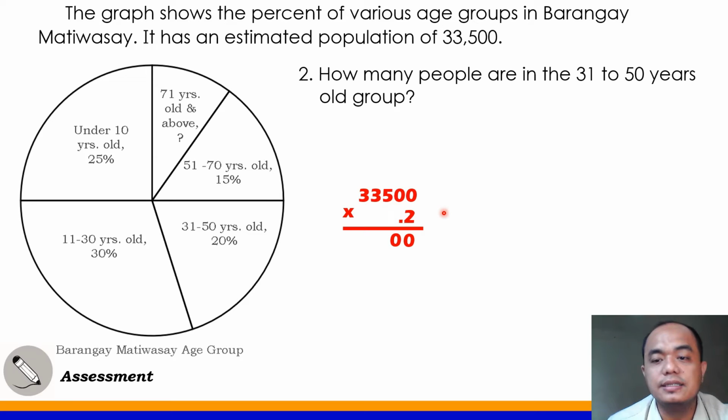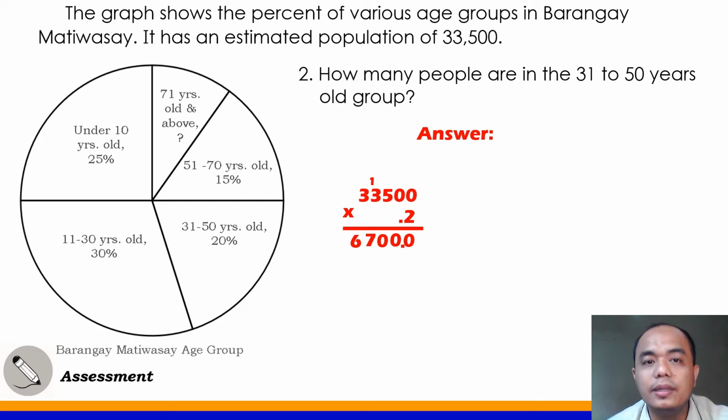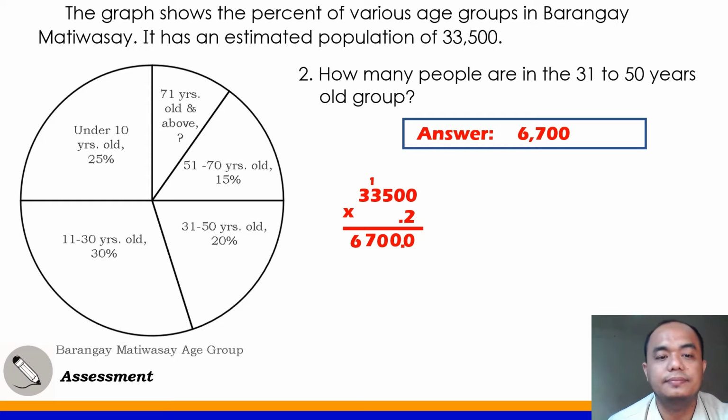2 times 5 is 10. 0, carry 1. 2 times 3 is 6 plus 1, that's 7. And 2 times 3 is 6. So, isang decimal place value ito. Maglalagay din tayo ng isang decimal place value dito. That makes it 6,700. So, yung total population ng 31 to 50 years old sa Barangay Matiwasay is 6,700. Ito yung final answer natin.